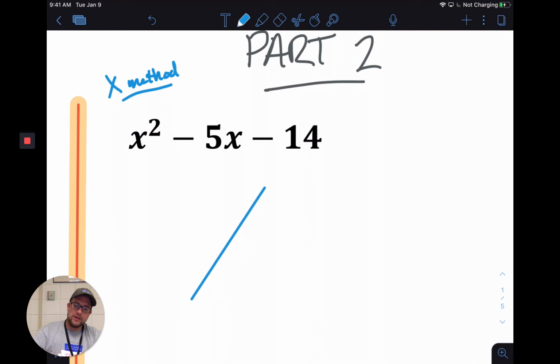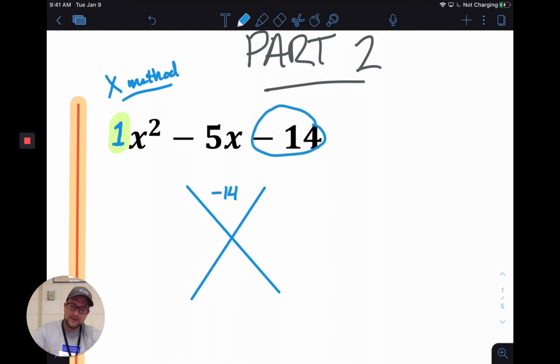The reason we know it's an X method one is because the value in front of this x squared is really just a 1. If we don't see anything, we know there has to be a 1 sitting right there. As long as that's a 1, every one of these problems looks really easy like that. Now the negative 14 here is going to go into this slot, and the negative 5 is going to go into this slot. Then it's our job to find two numbers that multiply to be the negative 14 and add to be the negative 5.